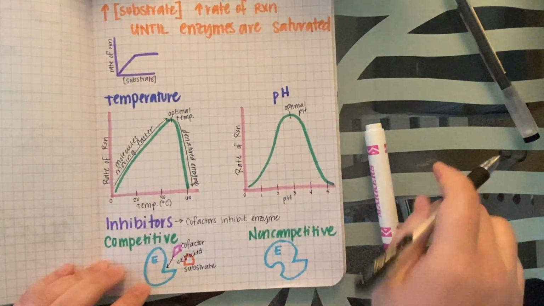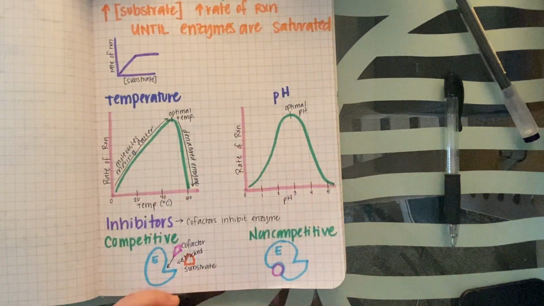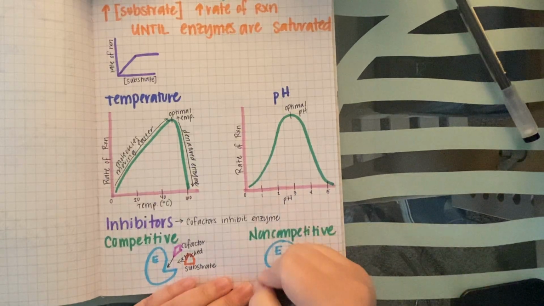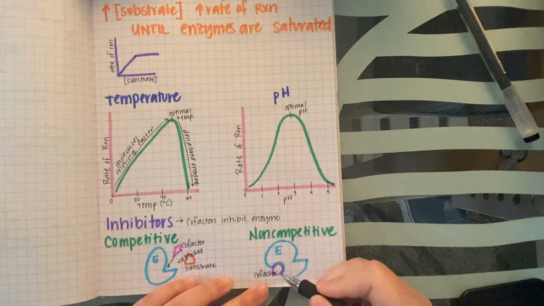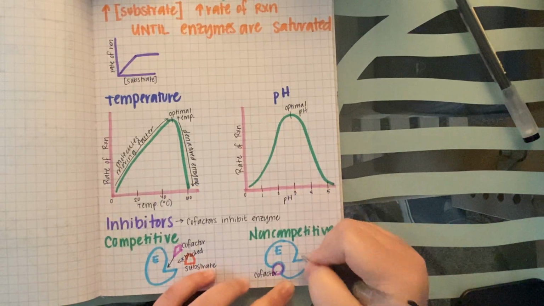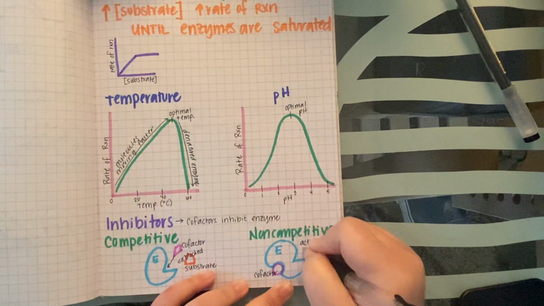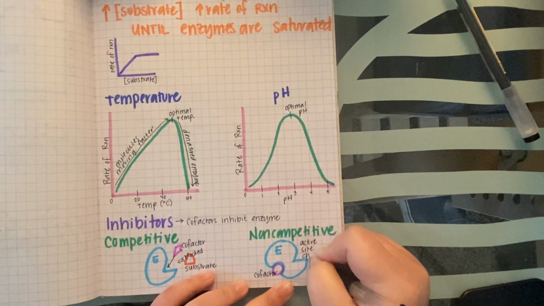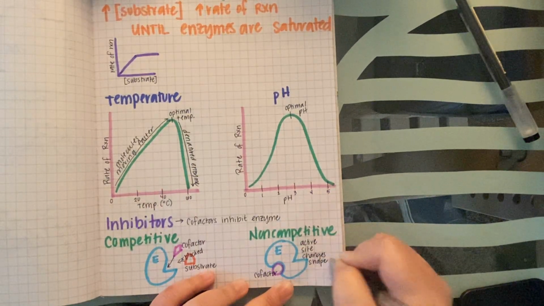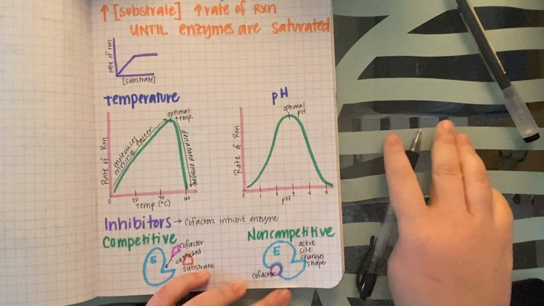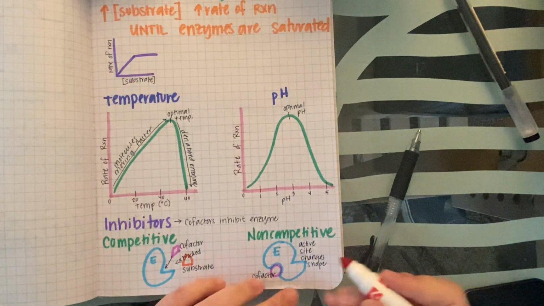Over here with non-competitive, the cofactor will actually bind to a different part of the enzyme. But if you remember, every time you bond something to a protein, it's going to change shape. So when the cofactor binds, it changes the shape of the active site. So our active site will change shape. And now we don't have the lock and key anymore. So our active site changed shape, and now our substrate can't bind anymore.